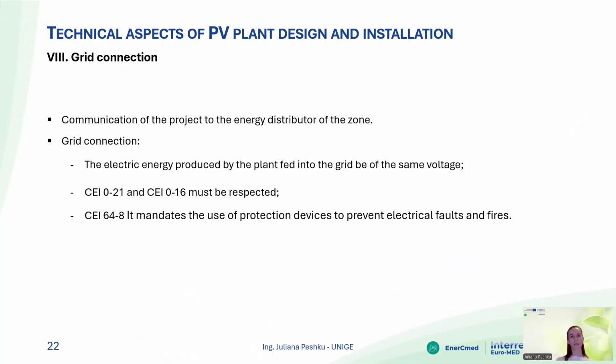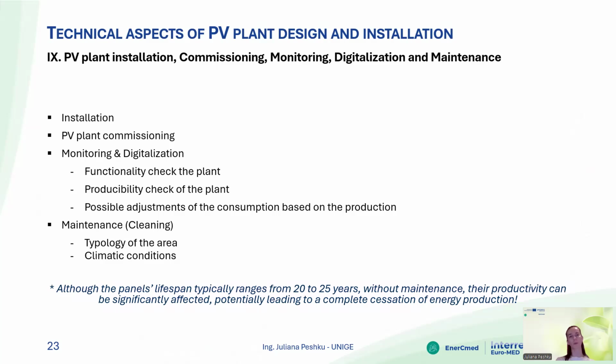Referring to grid-connected plants, the norm indicates some mandatory requirements, such as the required voltage for the energy fed into the grid and the use of protection devices to prevent faults or fires. The project must be communicated to the energy distributor of the zone. The PV plant must be correctly installed according to the project design, and then the commissioning of the plant is performed.